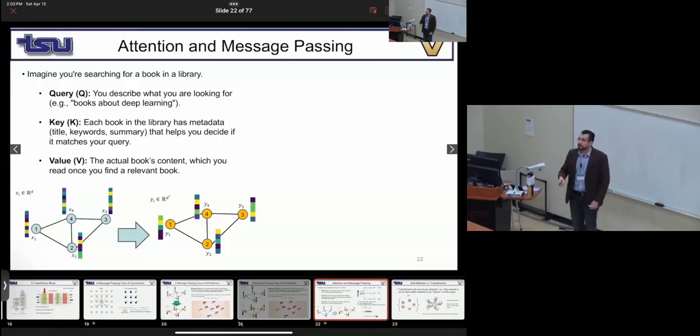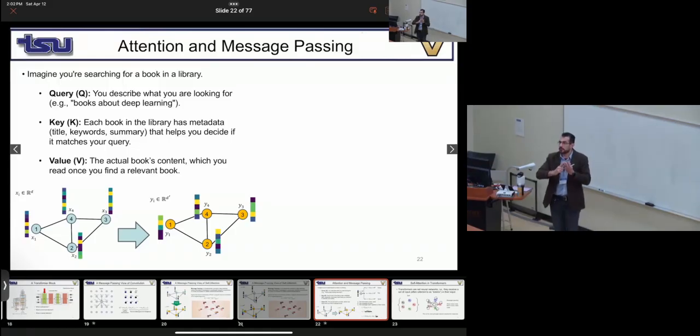What do you do after that? You go and you read those books, correct? So after you retrieve these books from the library, you read them to find the content of these books. And your knowledge about deep learning is going to be an aggregation of the contents of these books. The content of each book is referred to as the value. Okay, are we all following what is query, key, and value in the context of a library?